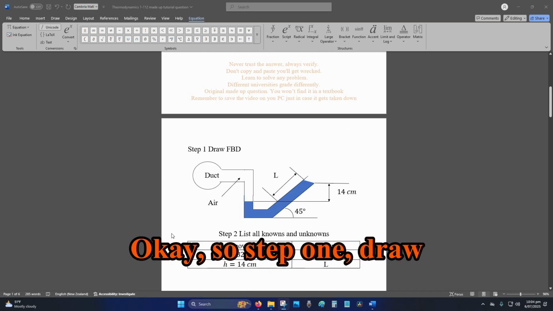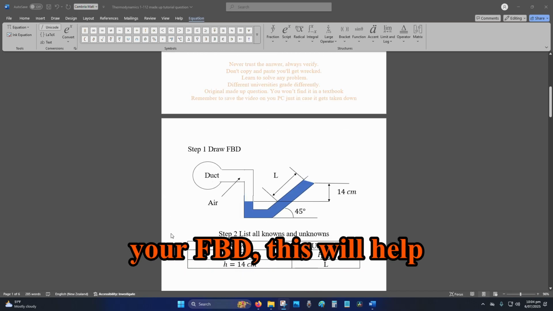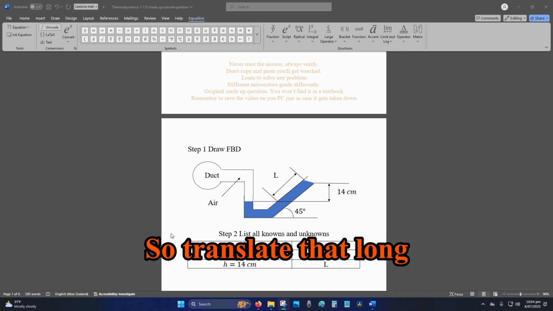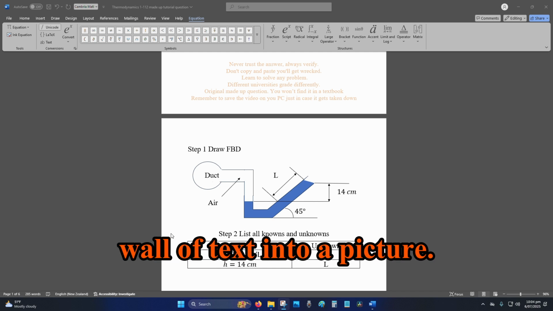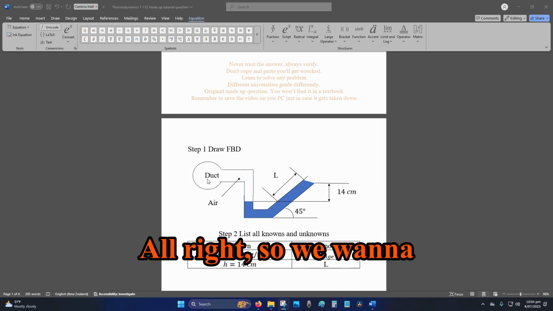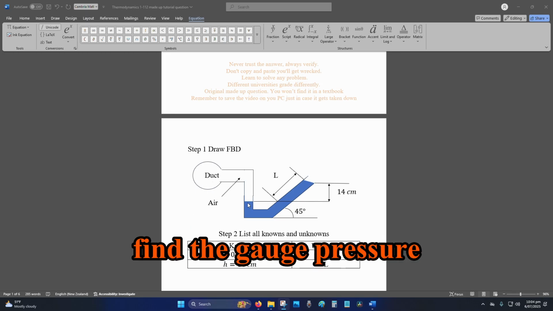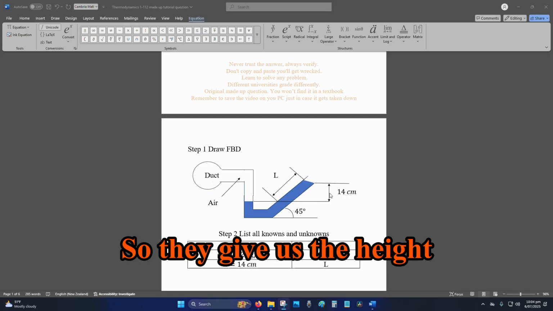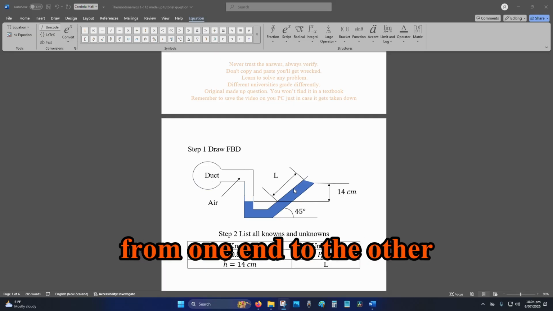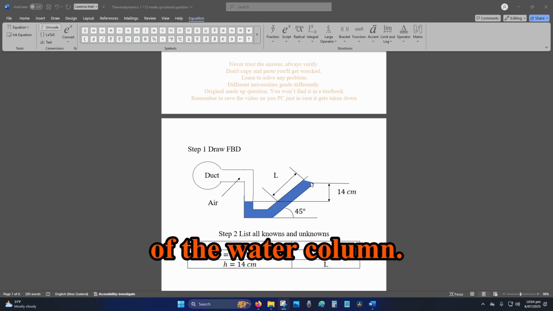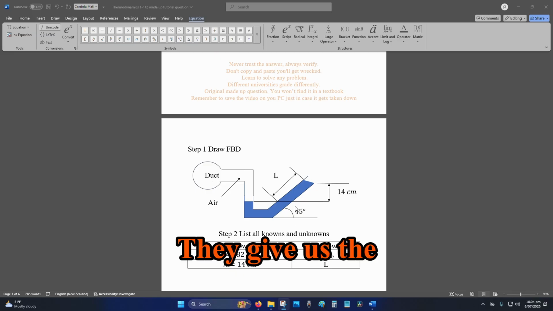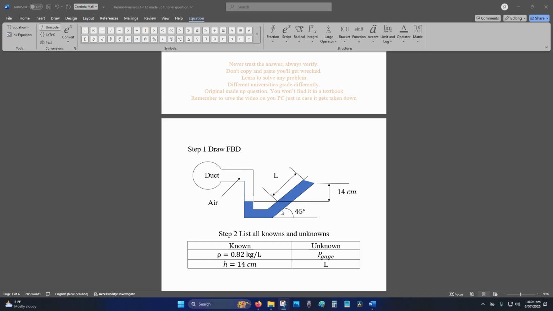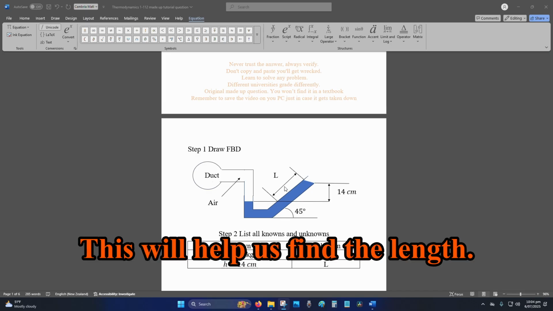Okay, so step 1. Draw your free body diagram, your FBD. This will help you visualize the problem. So translate that long wall of text into a picture. Alright, so we want to find the gauge pressure and we want to find this length. So they give us the height from one end to the other of the water column. They give us the angle, which is 45 degrees. This will help us find the length.